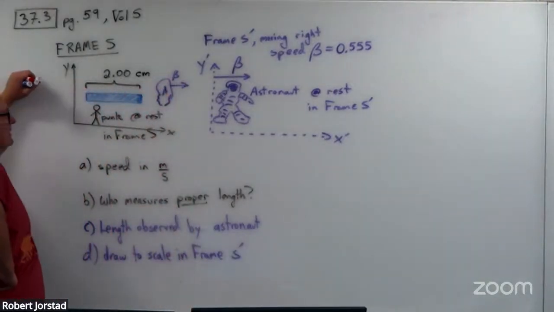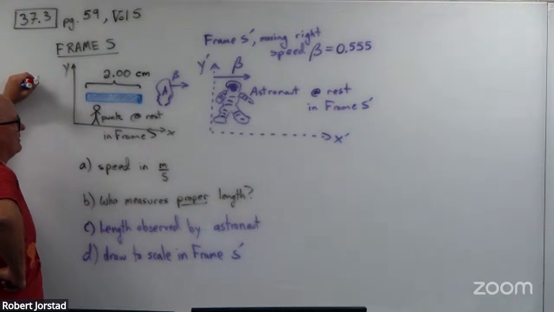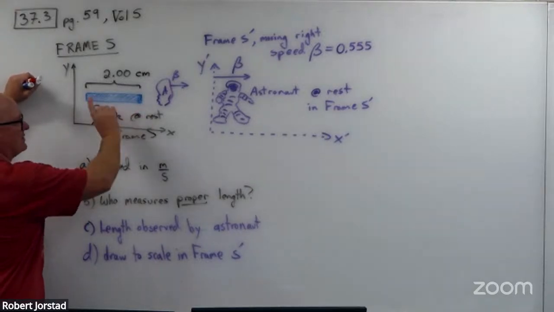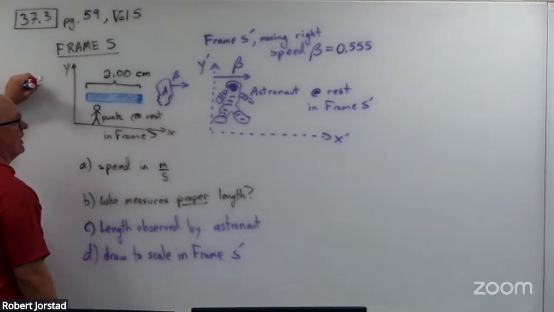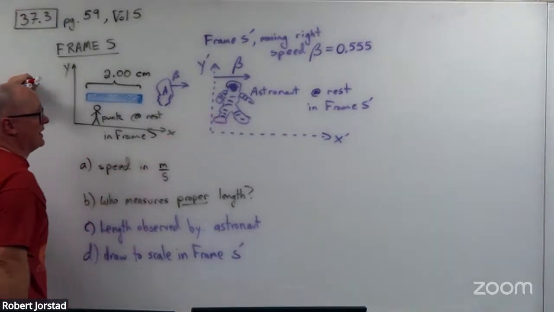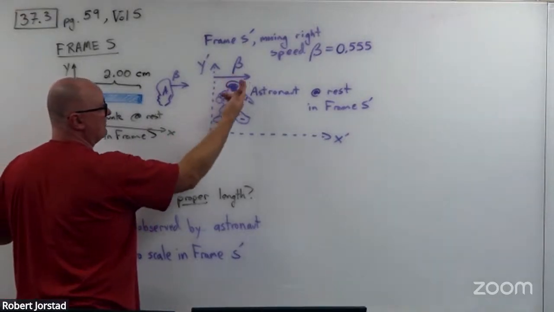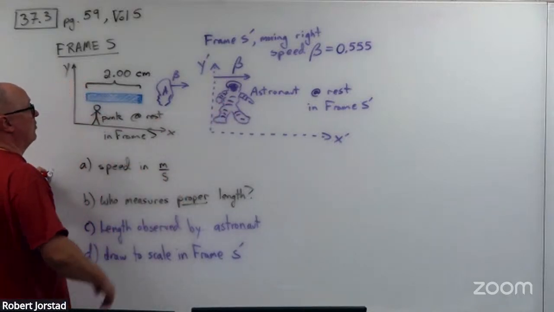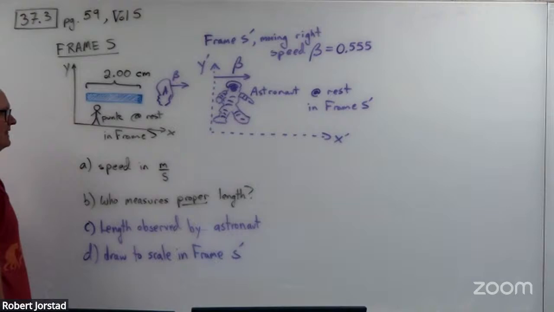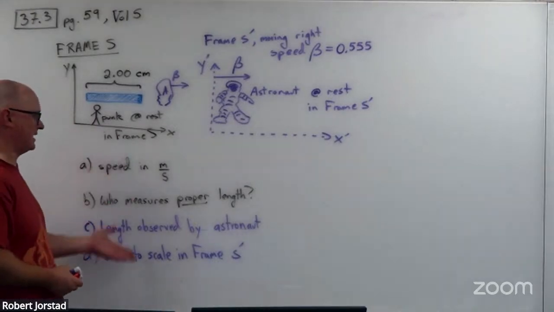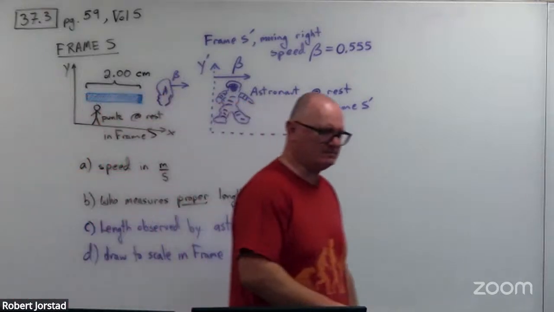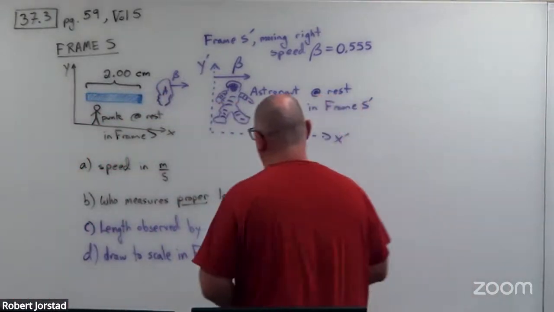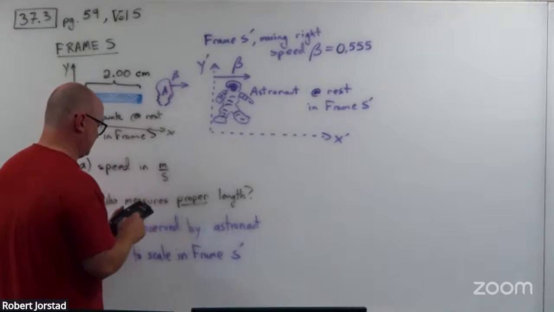All right. And what I'm curious about is, in this frame the astronaut would be flying that way. Well, in the astronaut's frame, that's moving at the same rate as the astronaut, the astronaut would be at rest. What would the rod look like? That's our question. Now to get there, let's do all these steps. First, what is the speed in meters per second? Let's just do that.